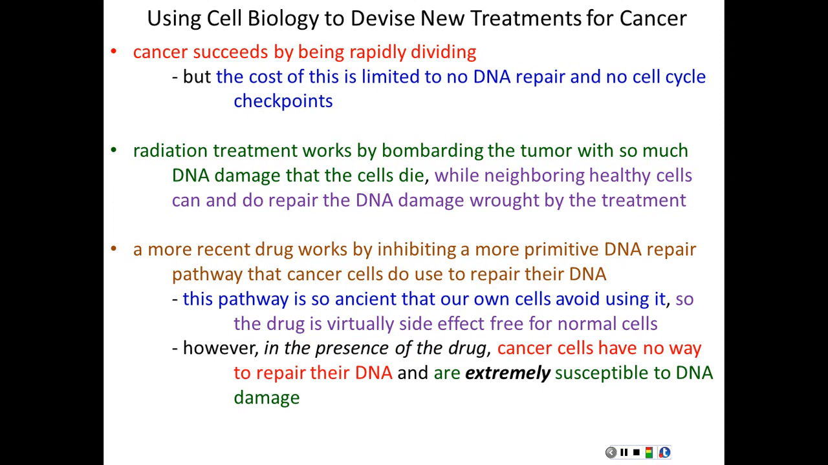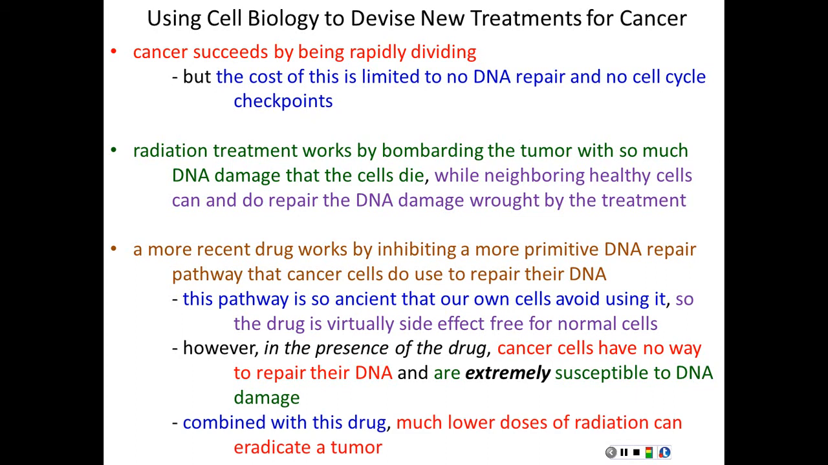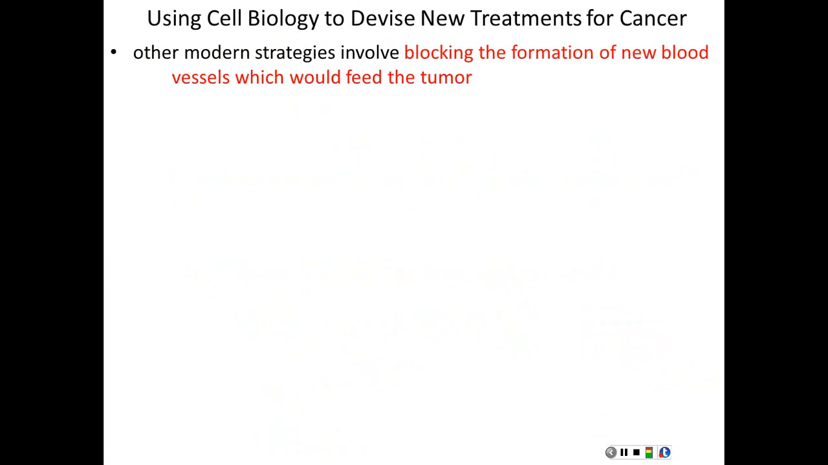In the presence of this drug, cancer cells have no way to repair their DNA. They're moving much too quickly through the cell cycle to repair their DNA traditionally, and the drug has taken away the primitive pathway, and so these cells are extremely susceptible to DNA damage. We're seeing very good treatment effects with lower doses of radiation in combination with this drug, having cell death in cancer cells.